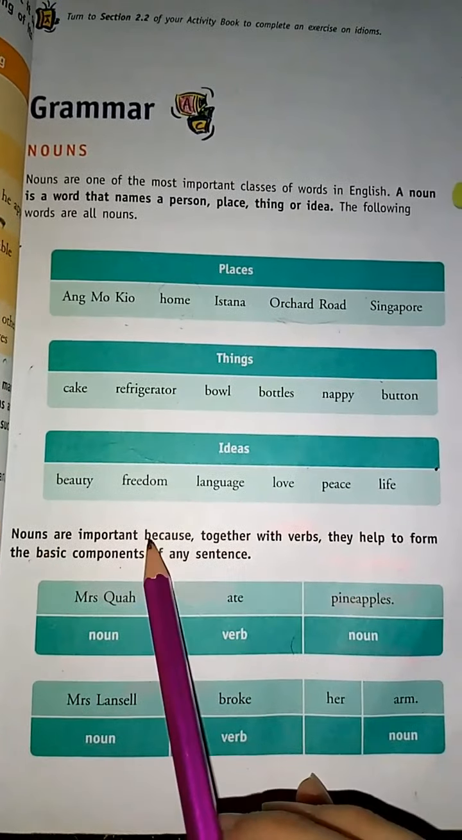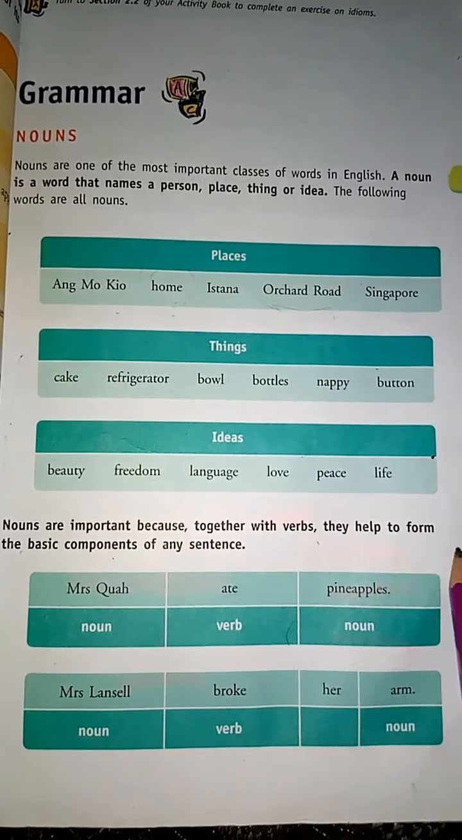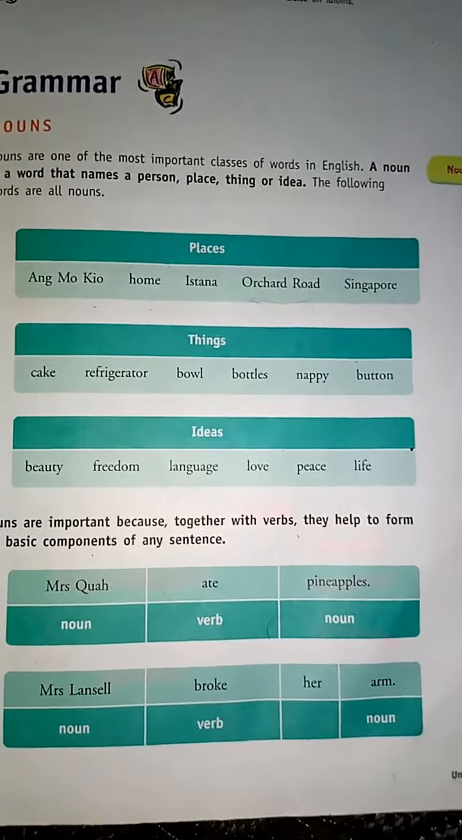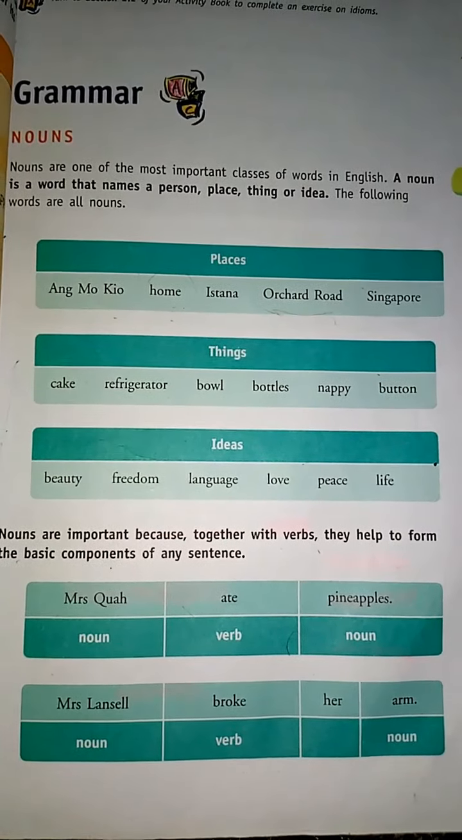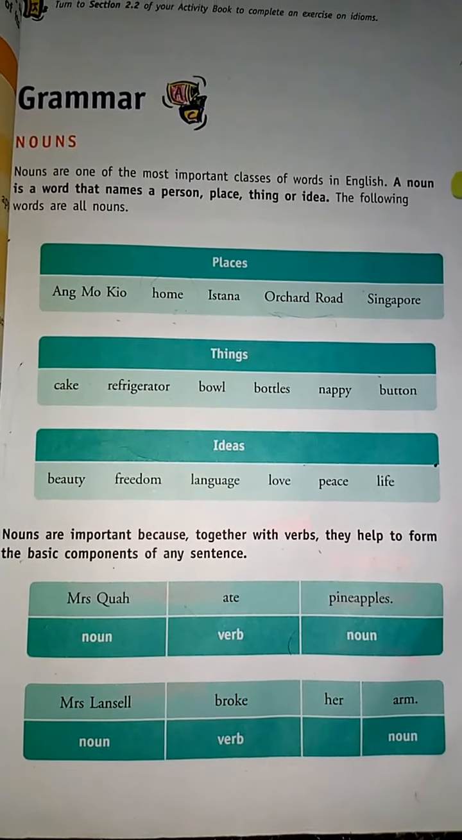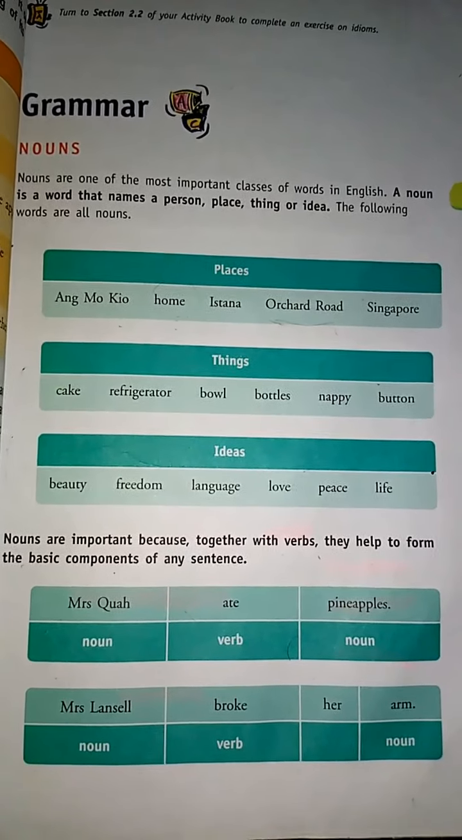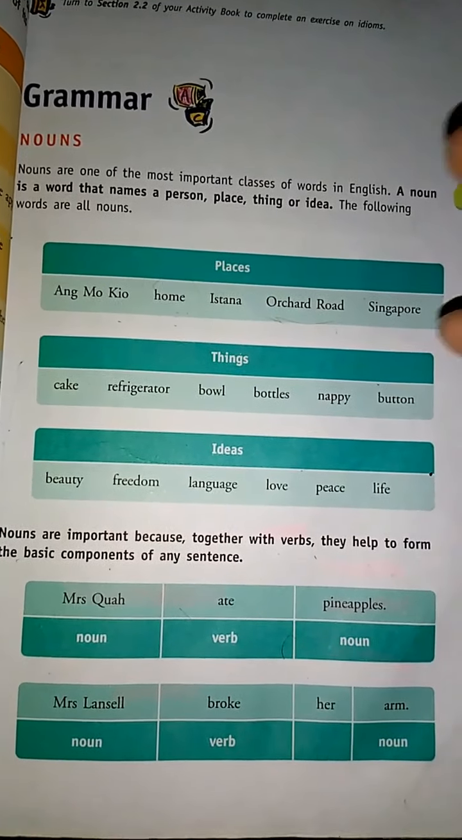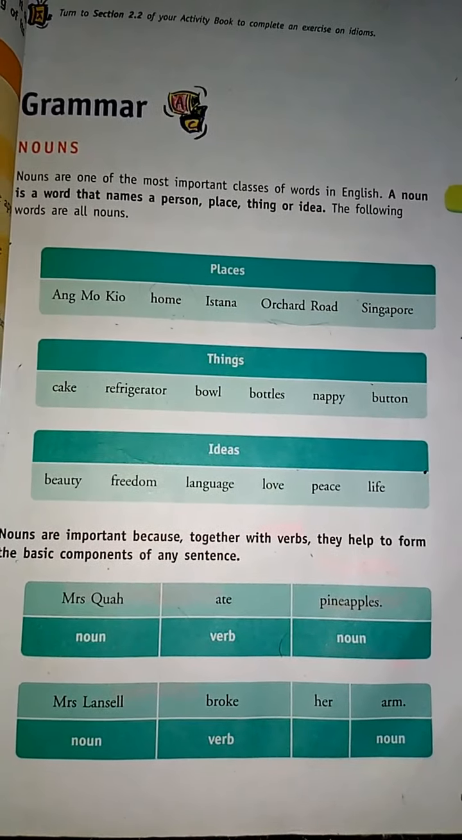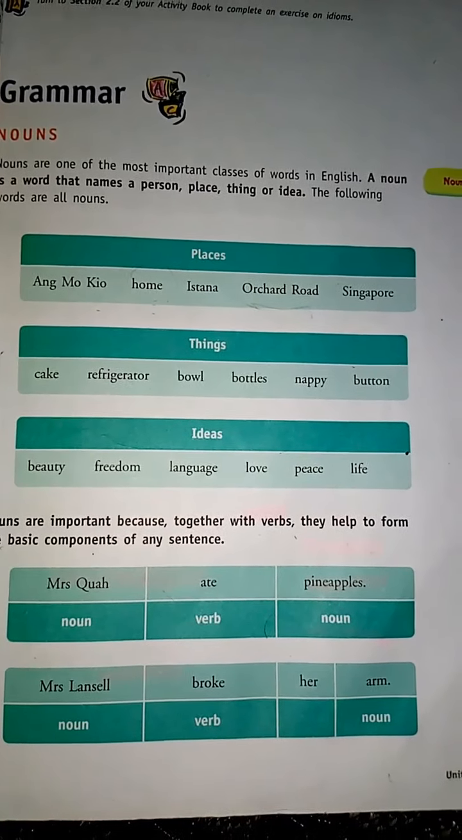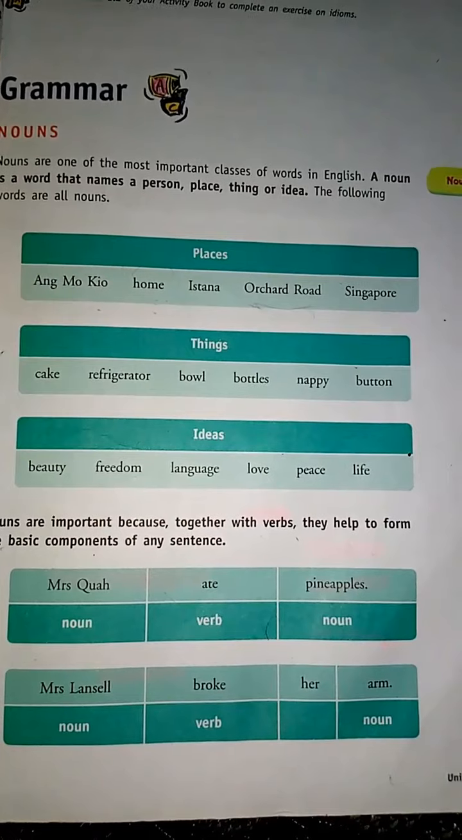Nouns are important because together with verbs they help to form the basic components of any sentence. Why are nouns important? Because nouns are the basic components of any sentence. When they form with the verb, they can give a vivid picture of the sentence. Without a noun, we are not easily able to understand what the writer is talking about.